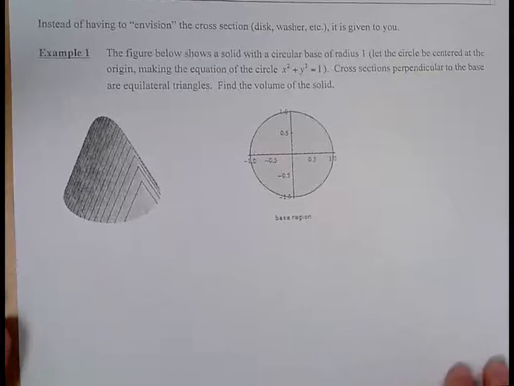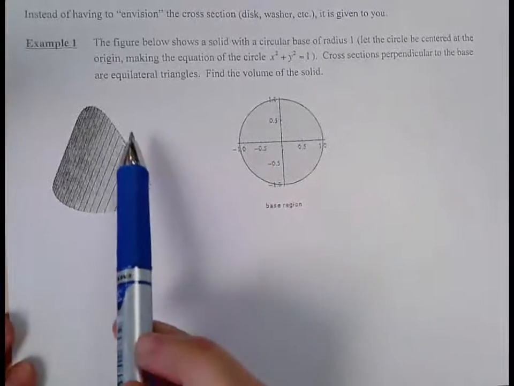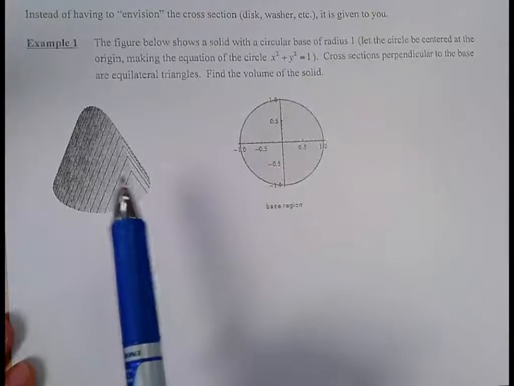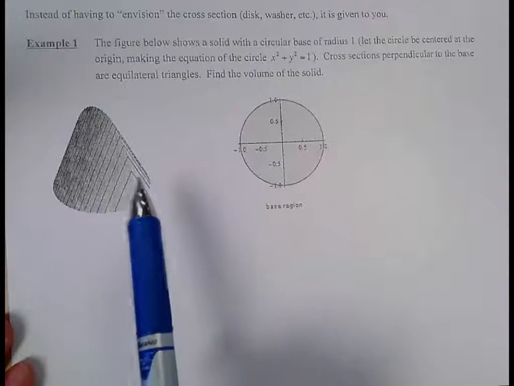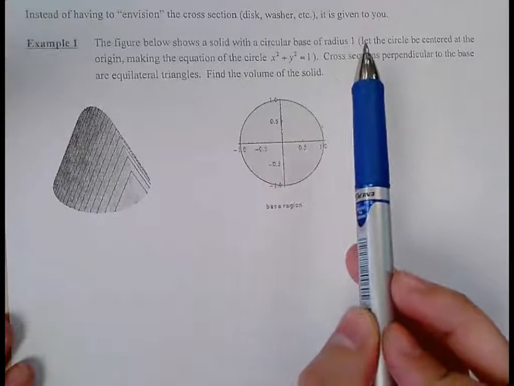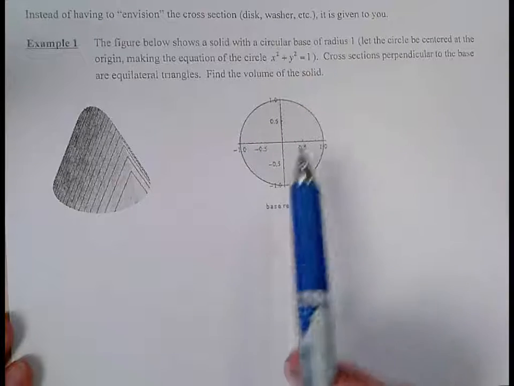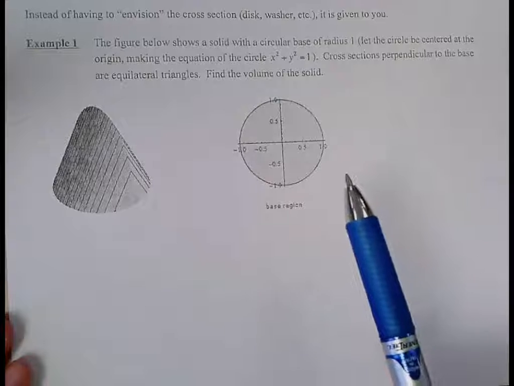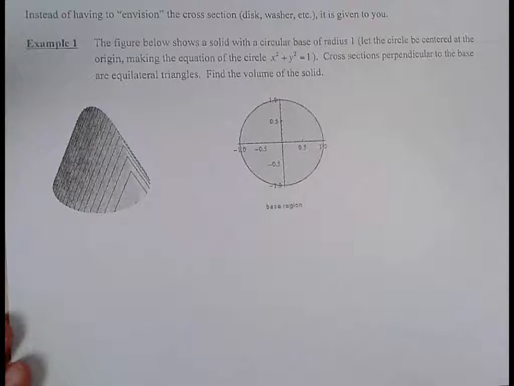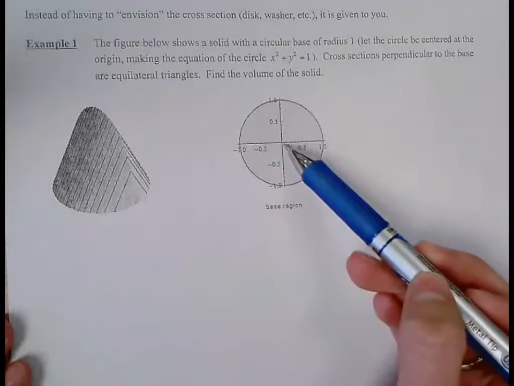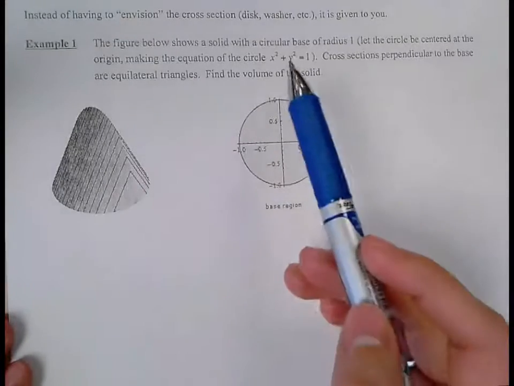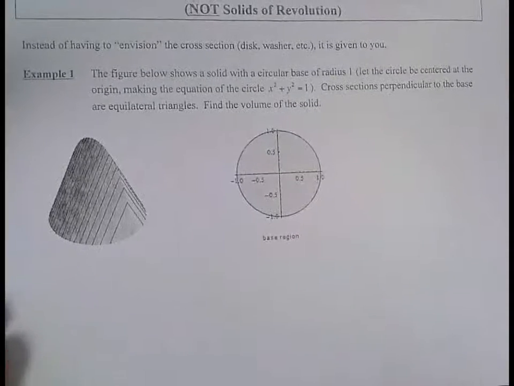So here we have this figure. This is the solid we're going to be finding the volume of, and it has a circular base of radius 1. I included a graph of the base region. If the circle is of radius 1, I can let it be centered at the origin to have an equation for that circle. So maybe you want to make a note of this.